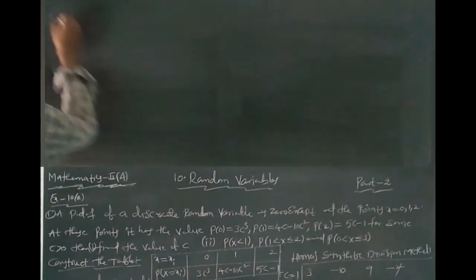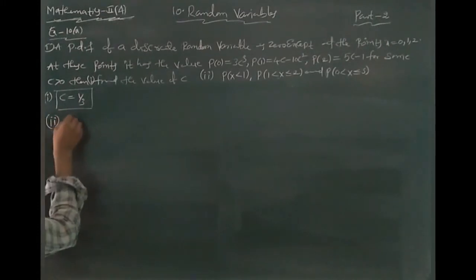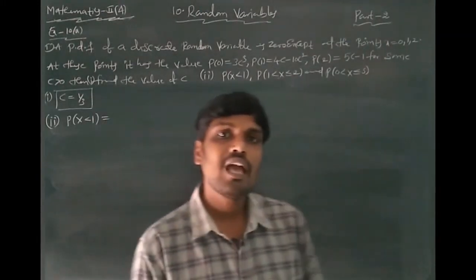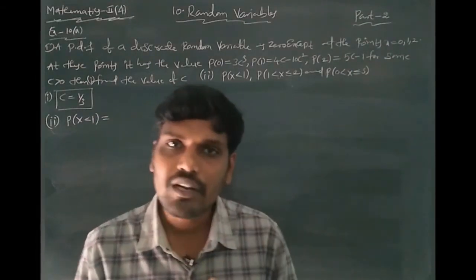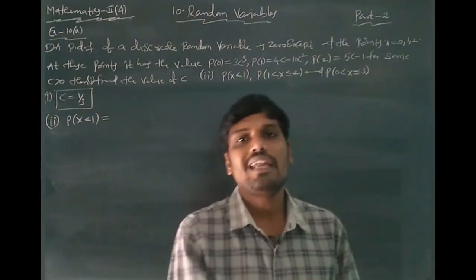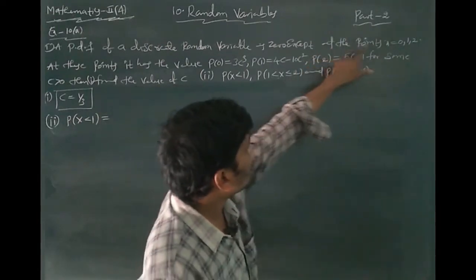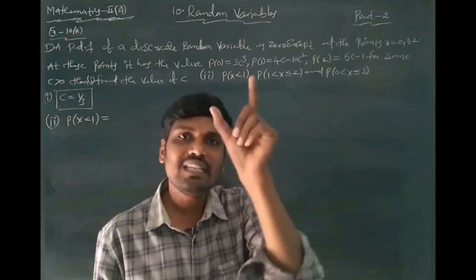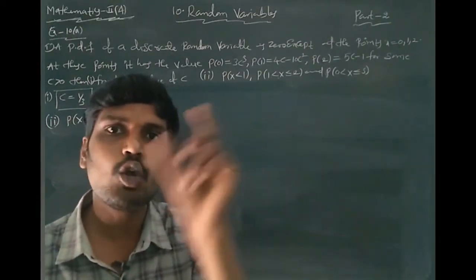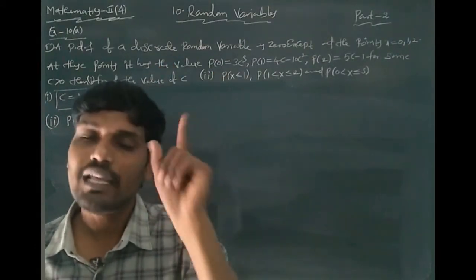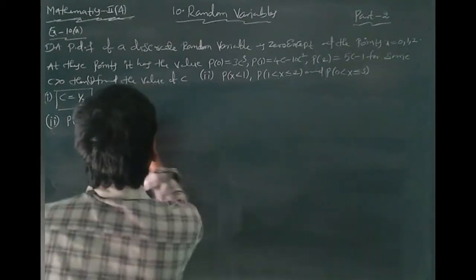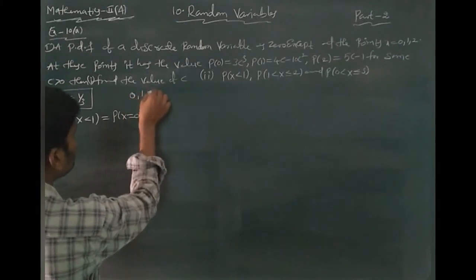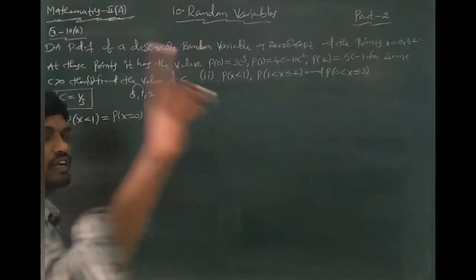After that, the second problem is P of x less than 1. What is the meaning of x less than 1? X value less than 1. How many values are less than 1? The range has only 3 values: 0, 1, 2. X value less than 1, only one value is possible, that is P of x equal to 0. Here 0, 1, 2 are there, and less than 1 only one value, that is 0.